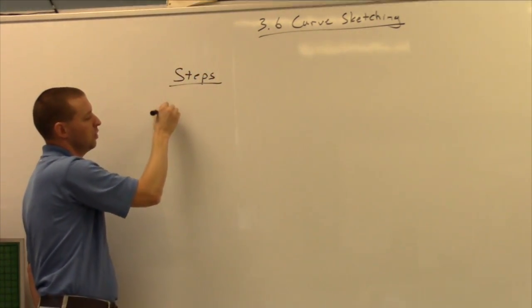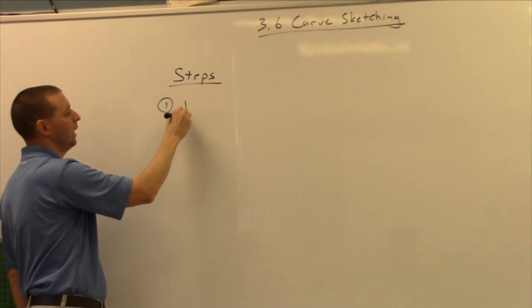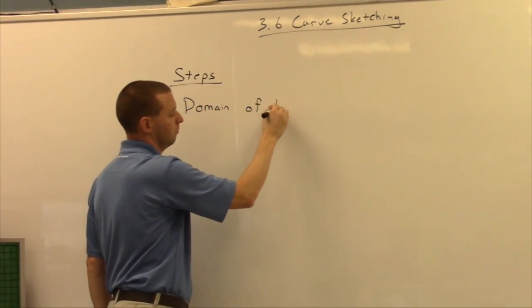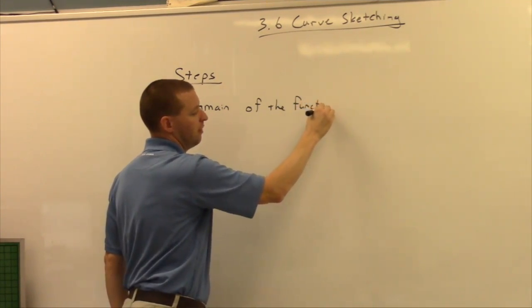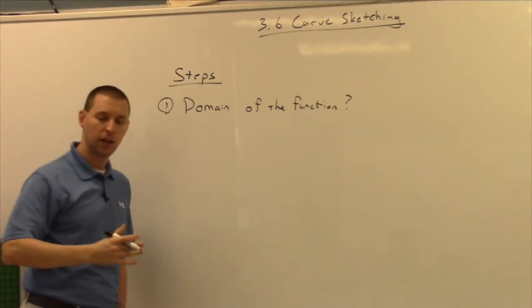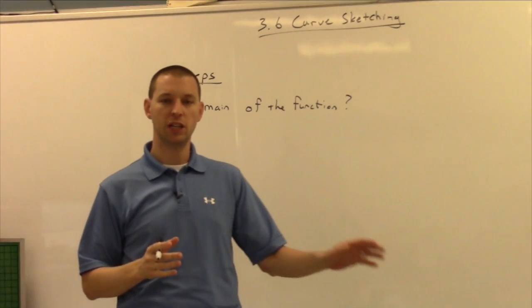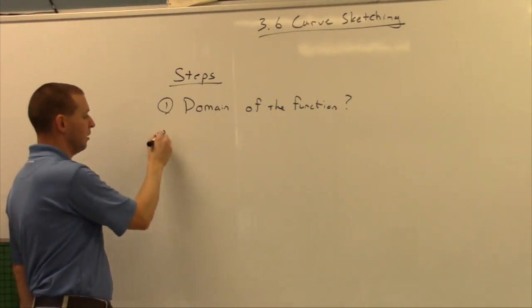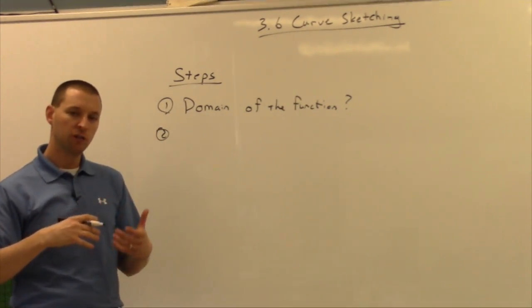So the first thing you want to do is figure out what the domain of the function is. You want to find that first. And after you find that, that's going to determine where you need to be concerned about the values of the function.